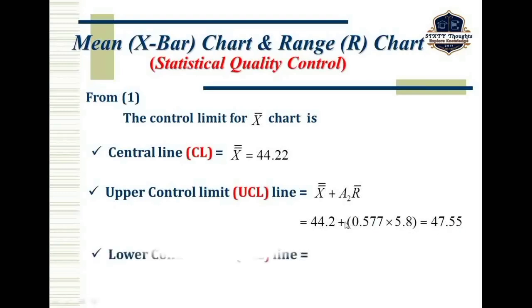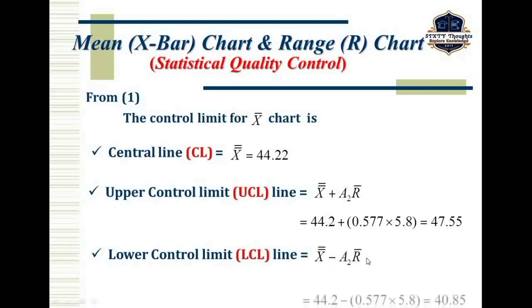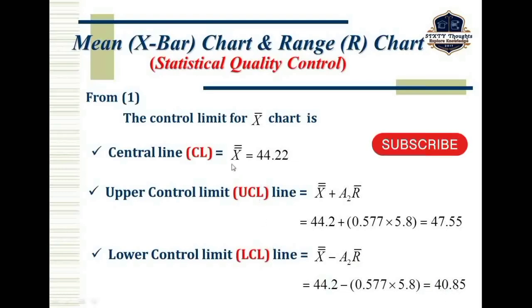Third one, we are going to find the lower control limit line. What is the lower control limit line formula? X double bar minus A2 into R bar. Substitute the X double bar, A2, R bar values in this equation. After simplifications, we get 40.85. So this is the lower control limit, this is the upper control limit, this is the central line.